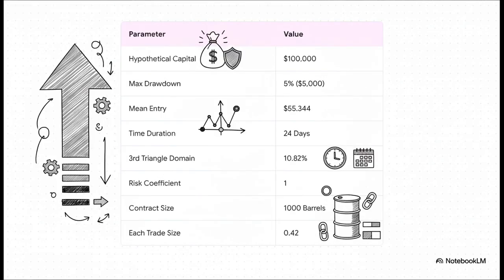And this, right here, is where that whole DNA concept really starts to click. This table lays out the complete risk management plan, and it was all defined before the cycle even started. It's all based on a hypothetical $100,000 of capital. And look at this. The maximum allowed drawdown, the most you can risk, is set in stone at 5%, or $5,000. From that single number, everything else is calculated. The average entry, the time frame, and even the precise size for each trade.